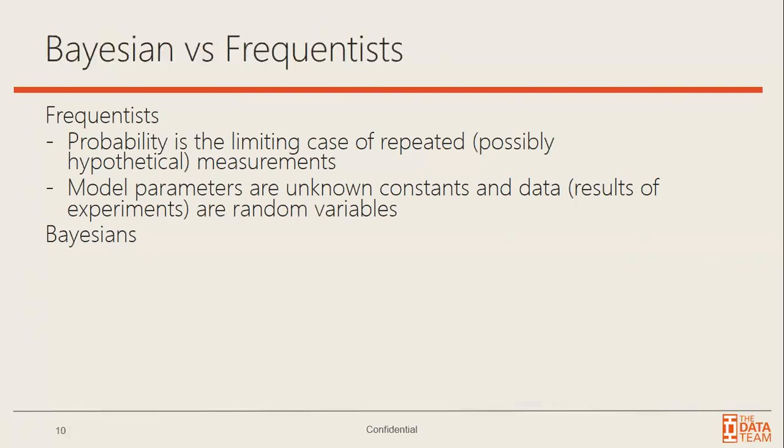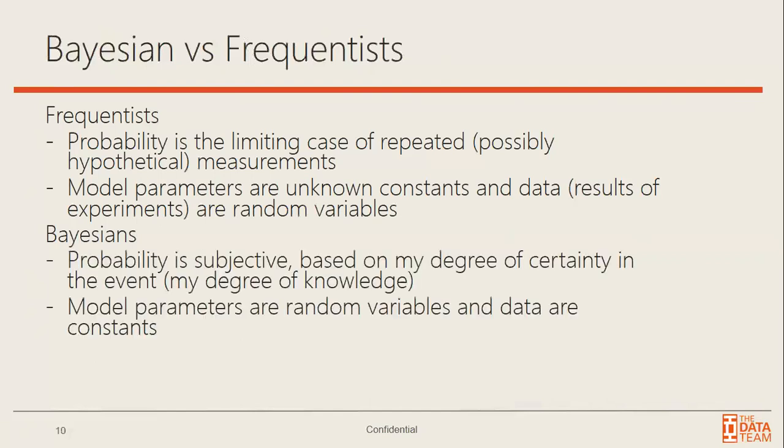And they consider the unknown parameter, first of all, to be a constant. Model parameters are unknown, and the data is the random variable. That's what frequentists consider.